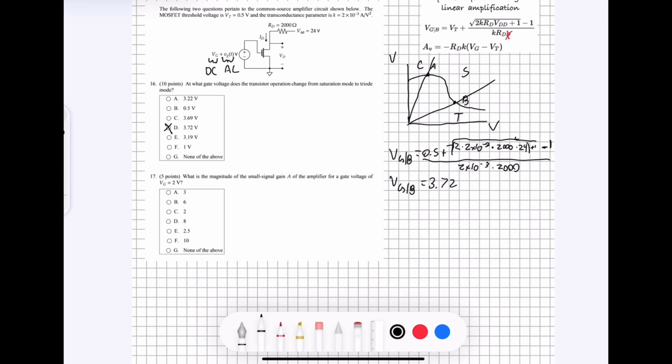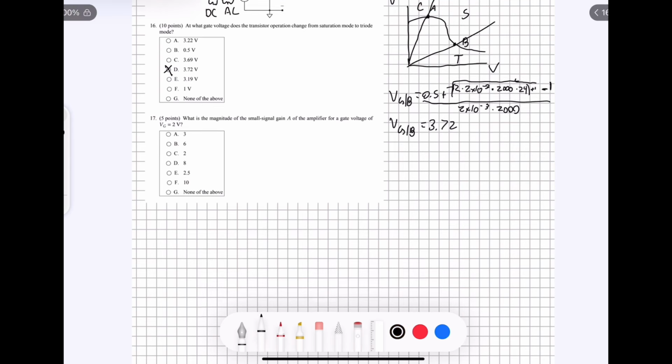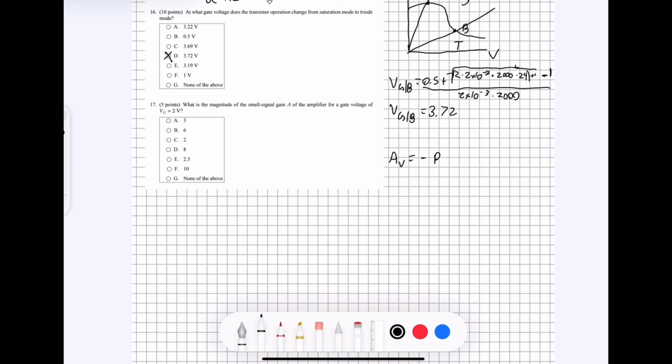Number 17 asks, what is the magnitude of the small signal gain AV of the amplifier for a gate voltage of VG equals 2 V? We're going to use the second equation right here. The A in this stands for amplification. So AV equals negative RD K.